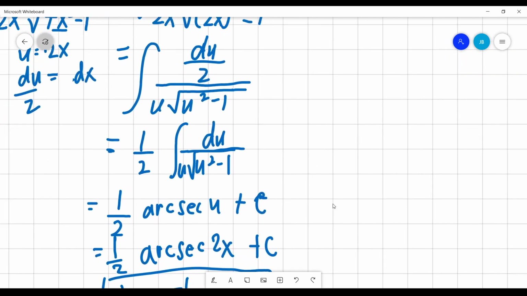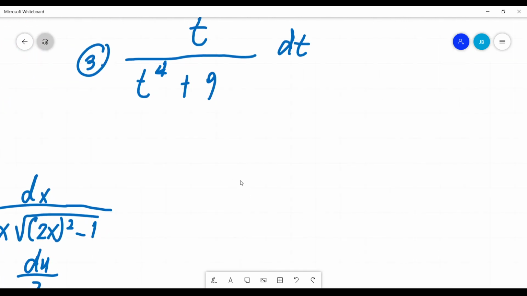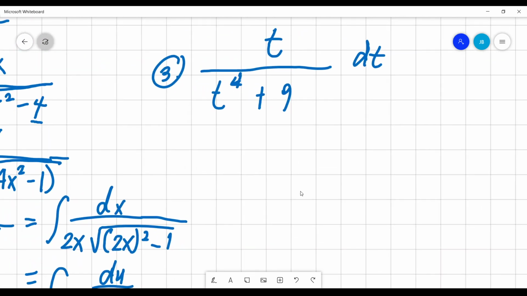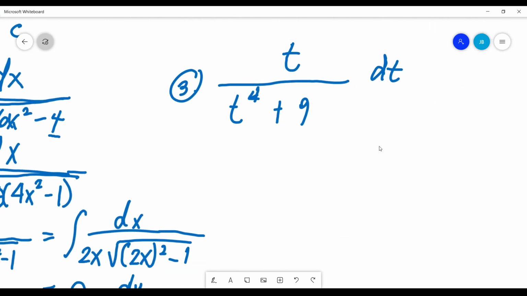Alright, let's have the last example for inverse trigonometric functions. Let's have the integral of, I'm sorry, I forgot the sign, the snake sign. There you go. The integral of t over t to the power of 4 plus 9.